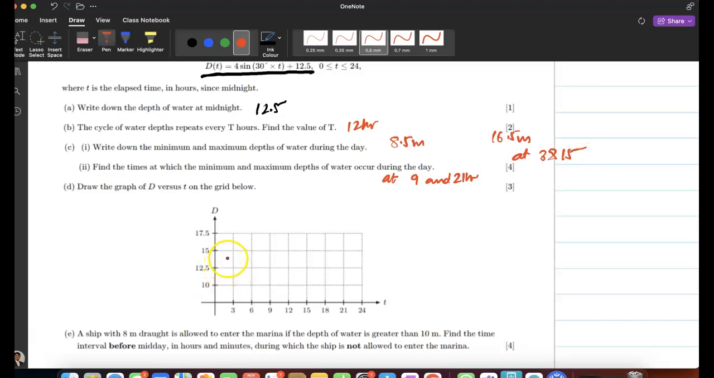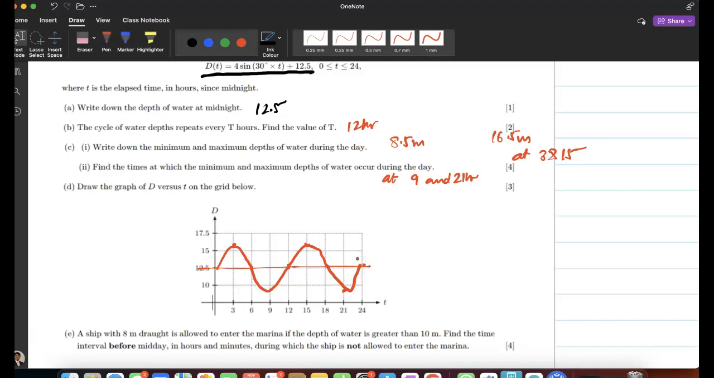Now to sketch a graph, your principal axis is 12.5. Now your minimum is 8.5, so 8.5 is at 9 and 8.5 is at 21. Maximum 16.5 is your maximum, and this is at 15. So that means in 12 hours we complete one cycle, so 6 here, 18 here. So get these points. You can use your calculator and get these points. You sketch your graph.